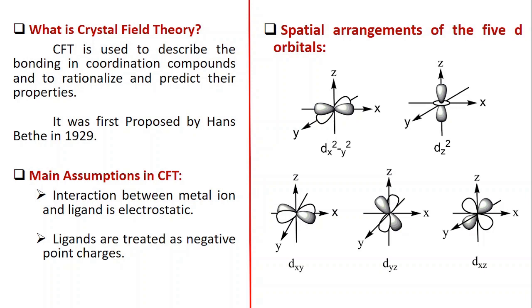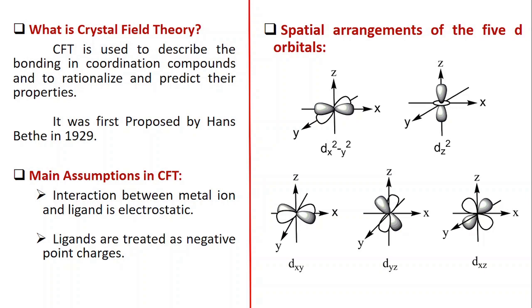Before discussing the crystal field splitting, we have to know about the shapes of d orbitals, because in the case of transition metals, the central metal atom is a transition metal atom, and the valence orbitals of the transition metal atom are d orbitals. There are a total of 5 different types of d orbitals. Here I am showing the pictorial representation of all these orbitals. These are denoted as the x square minus y square, the z square, the xy, the yz, and the xz.